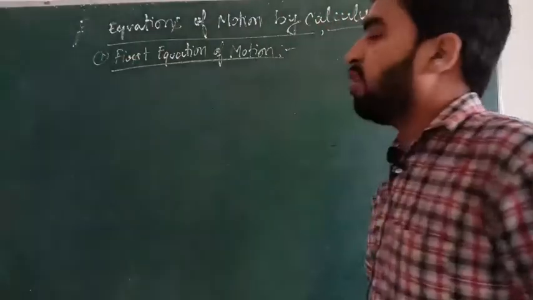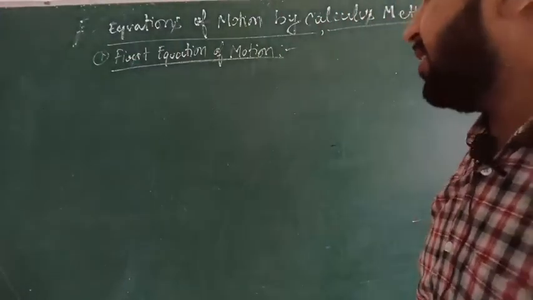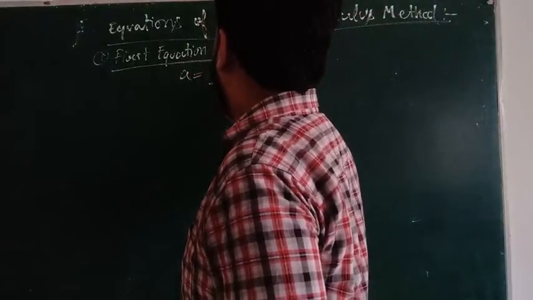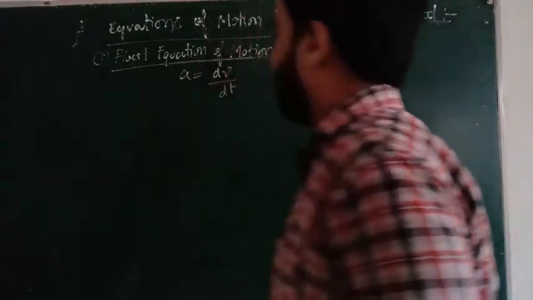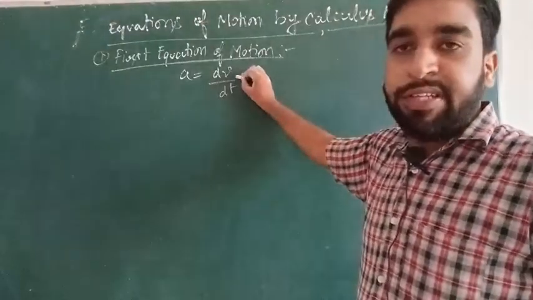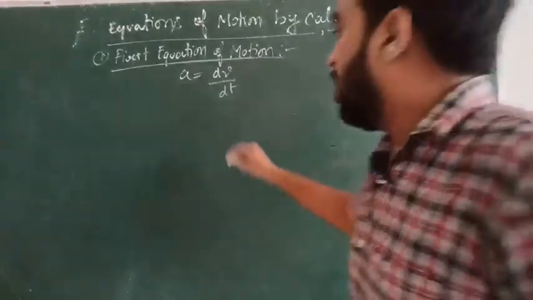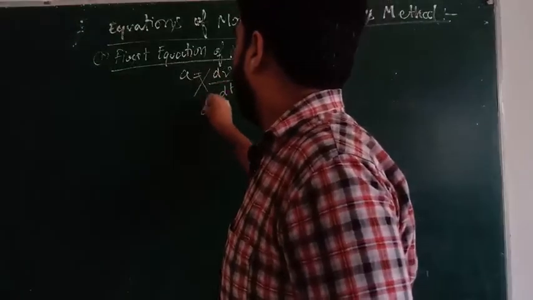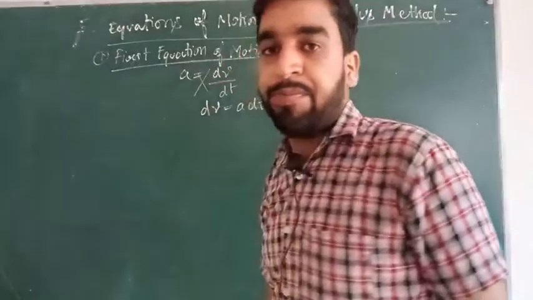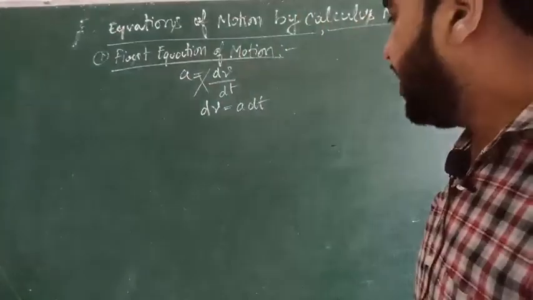So students, we already know how to define acceleration. Acceleration is written as a is equal to dv upon dt, rate of change of velocity with respect to time, or differentiation of velocity with respect to time. Now if we calculate the value of dv, what will be the value of dv? dv will be equal to a dt.